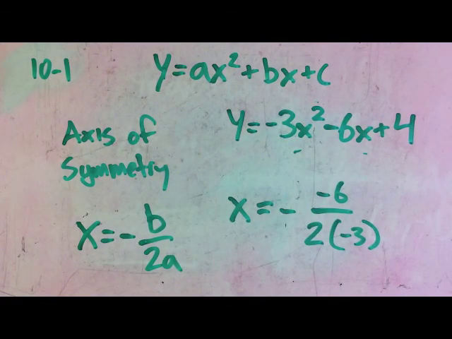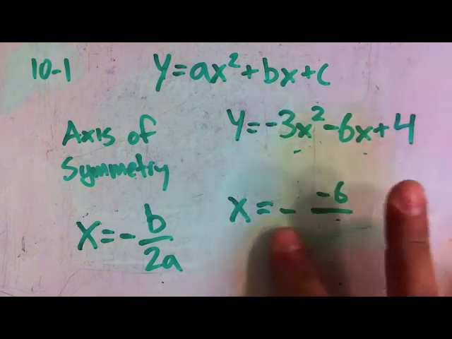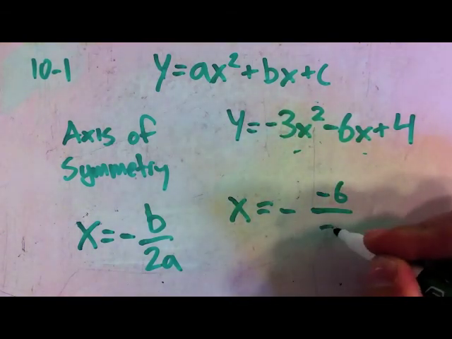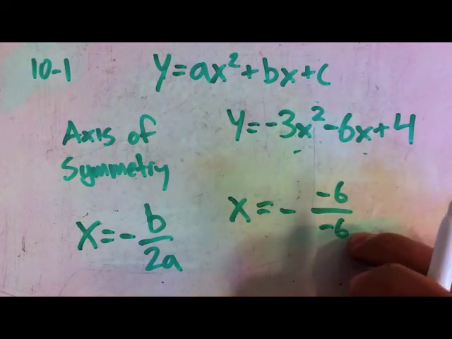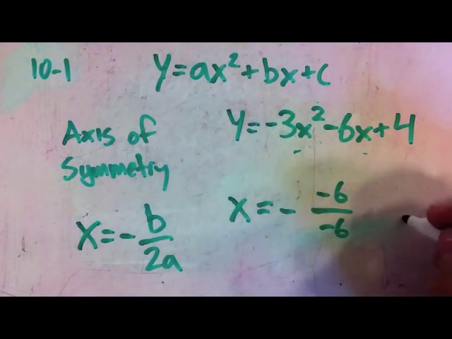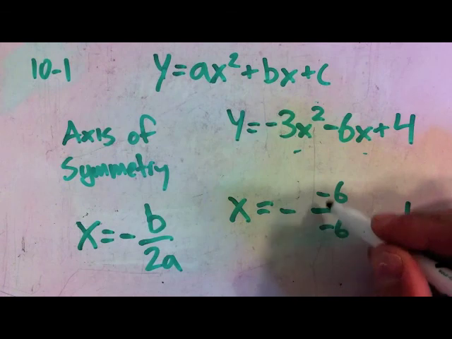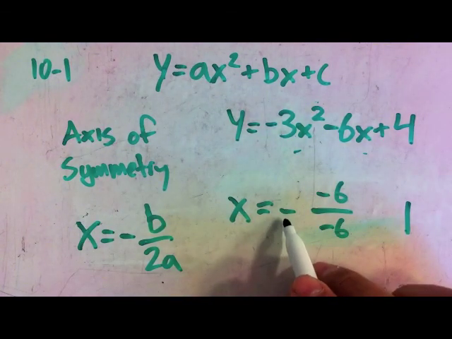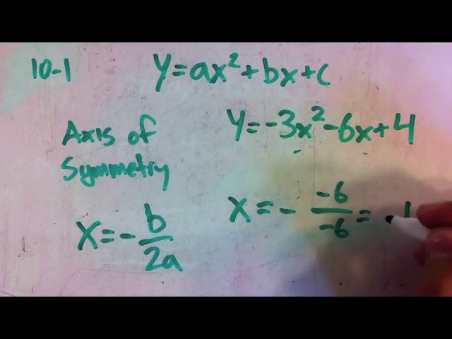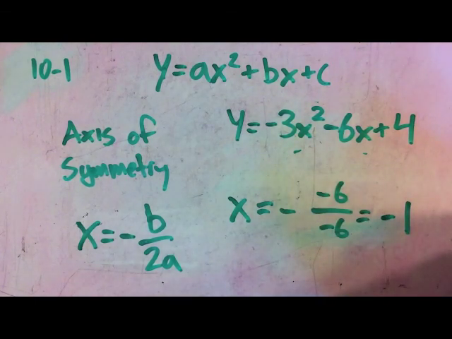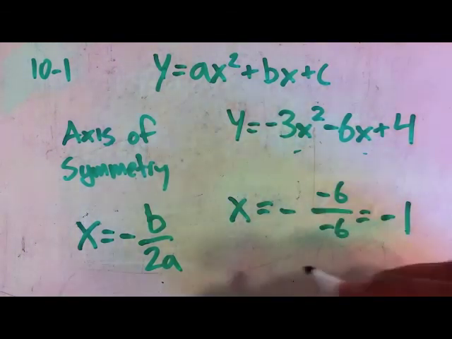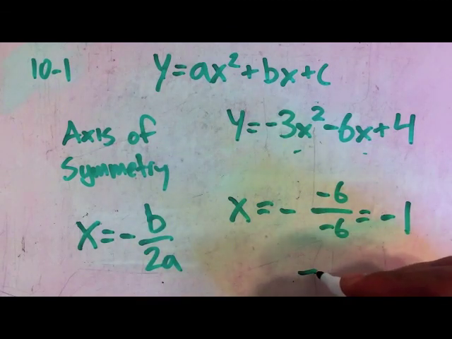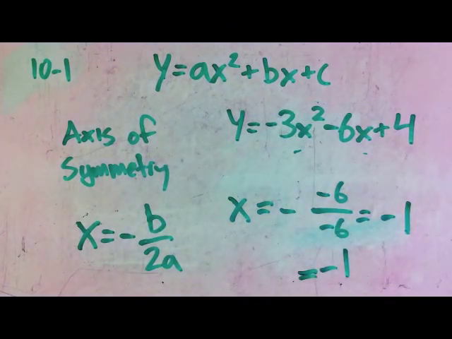So this is going to give us our axis of symmetry. 2 times negative 3, we know, is negative 6. Negative 6 goes into negative 6 one time. Because they're both negatives, a negative divided by a negative is a positive. However, you still have the negative out here, so it's going to equal negative 1. Okay, so our axis of symmetry is negative 1.